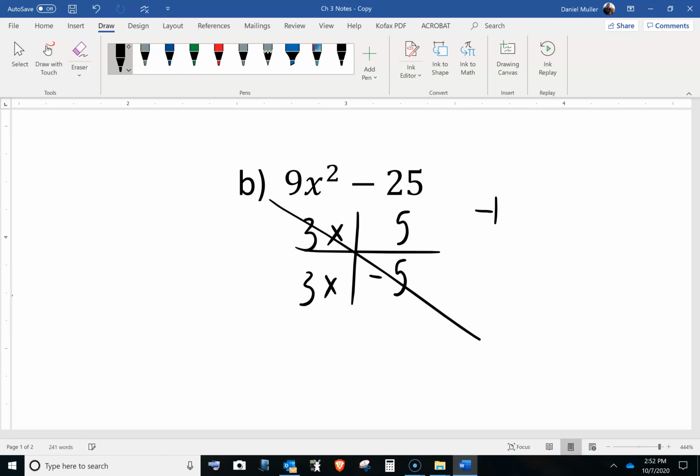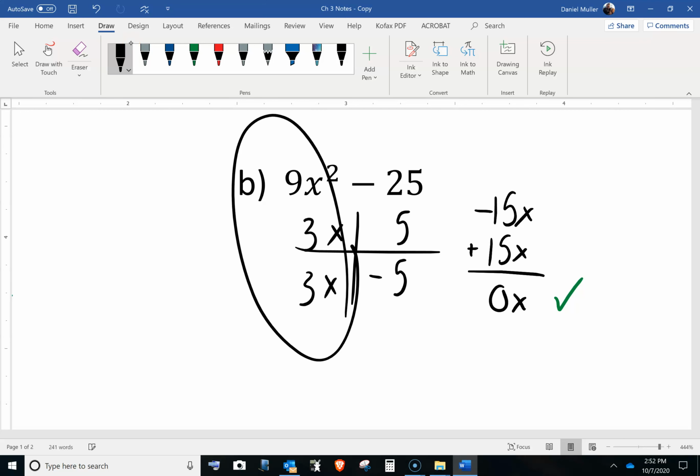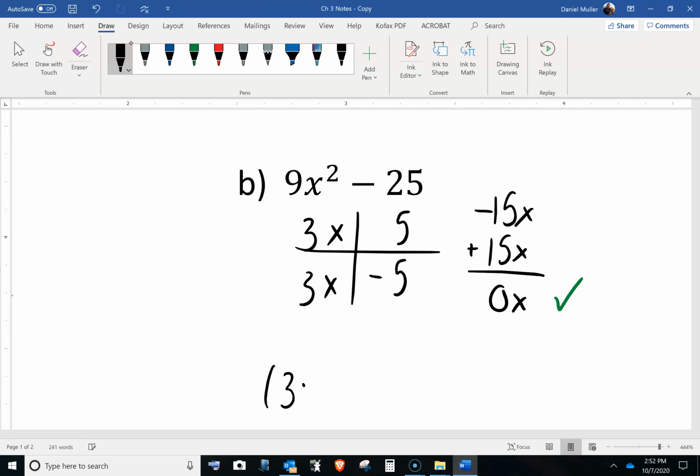So that's going to be a negative 15x. Here's a positive 15x. Sure enough, if I added those, I would get a 0x, and I am missing my x term. It was a 0. So that's perfect. And the left side multiplies to 9x squared. Negative 5 times positive 5 is negative 25. So there's my answer: 3x plus 5 and 3x minus 5.